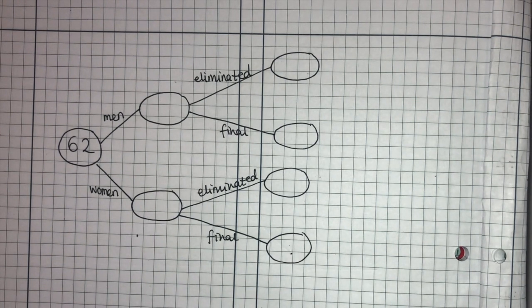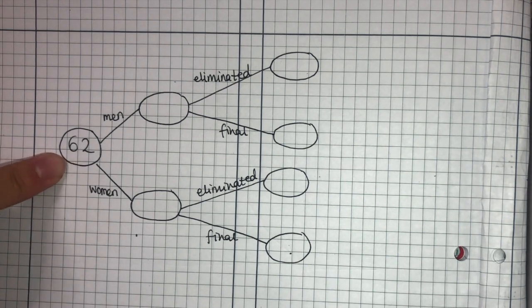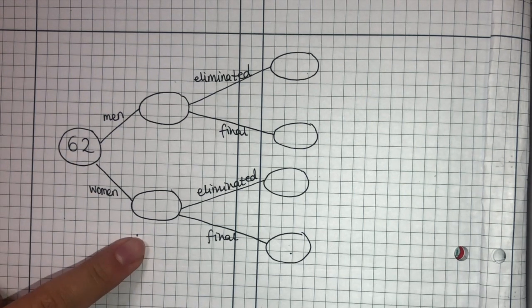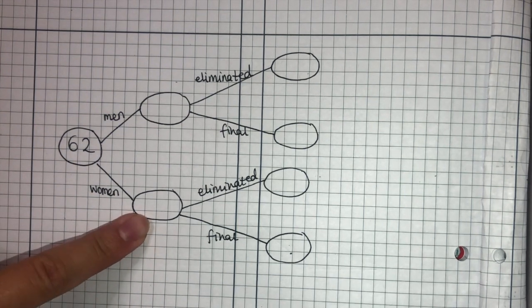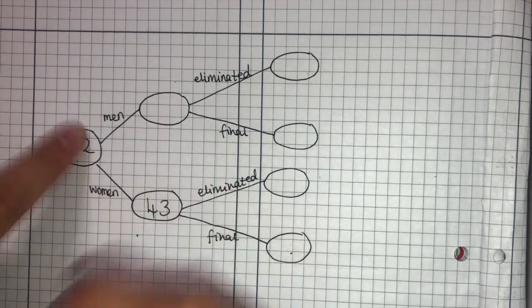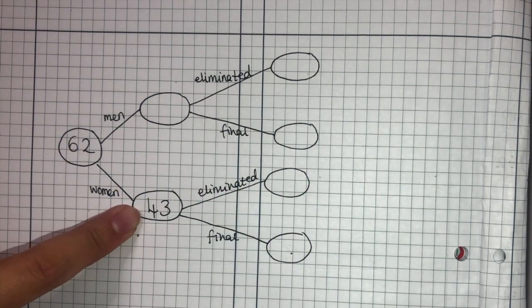The first sentence says that 62 people took part in the talent show. That's your starting point here. 43 of the people were women. So that first sentence actually tells us our first value here: 43 people of the 62 were women.